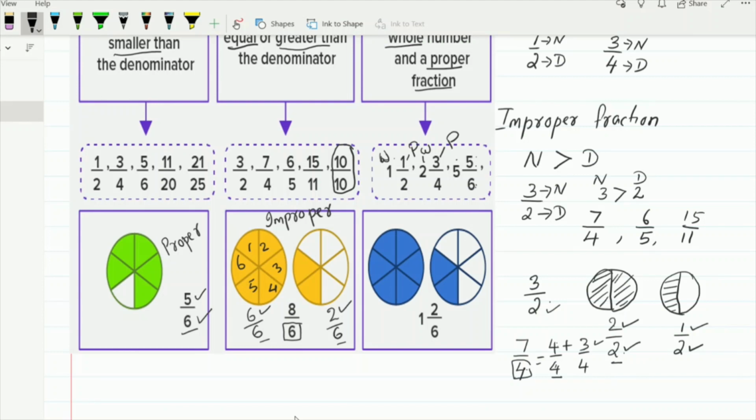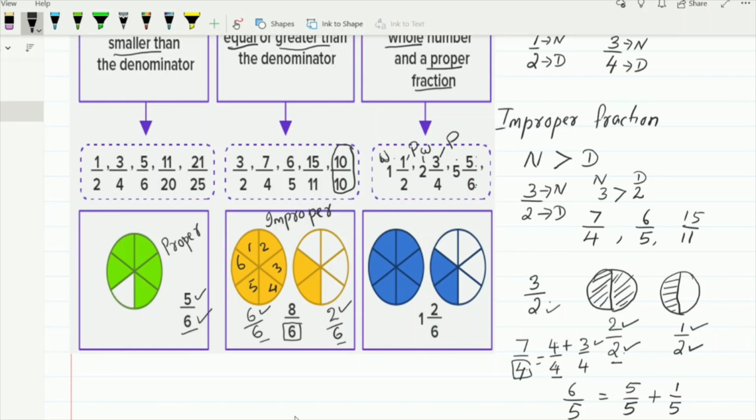One more fraction I will show you. 6 by 5. So what is the denominator? 5. Therefore the first part is 5 by 5. You have to take a figure, divide it into 5 equal parts. All the 5 parts you have to select. And what is the next fraction? 5 plus what is equal to 6? 1. So 1 by 5.